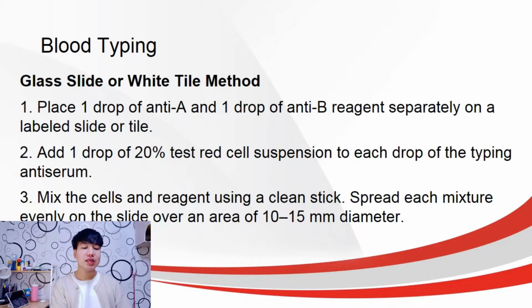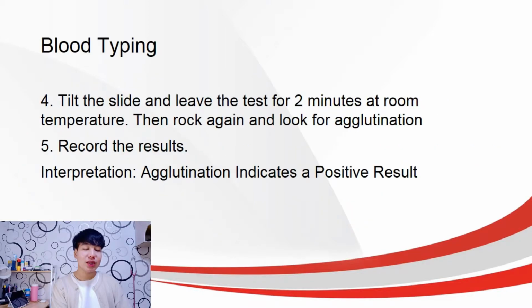So first po, place a drop of anti-A and anti-B reagent separately on a labeled slide or tile. Add a drop of 20% red cell suspension to each drop of typing anti-sera. Mix the cell and the reagent using a clean stick and spread each mixture evenly on a slide over an area of 10 to 15 millimeters in diameter. So tilt the slide and leave for 2 minutes at room temperature. After 2 minutes, rock again and observe for agglutination. And lastly, of course, record the result.